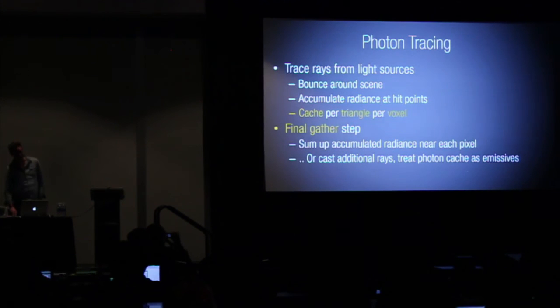Photon tracing is the reverse of the idea. You start the rays at the light sources, bounce around the scene, and try and end up at objects that you store the accumulated radiance on, and then you gather up at the end.